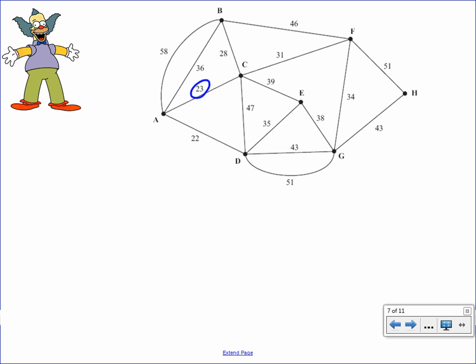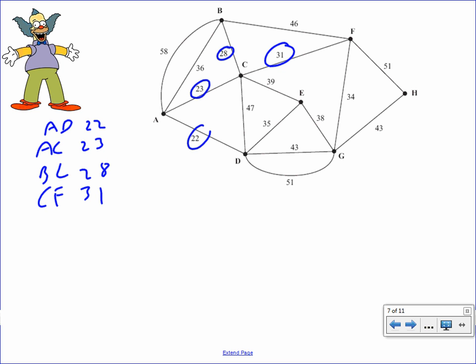So 23 looks like the smallest. Okay, so you write down AC 23. Oh no, 22. It doesn't matter, you can write it above. Right. Okay. 22, and then we've got 28, and that's BC. So that's that, and then 31 is CF. Right, yeah, this is much better than my way. My way is rubbish. Right, 31, 35 is D to E, and then we've got 34, squish it in, FG, 34.